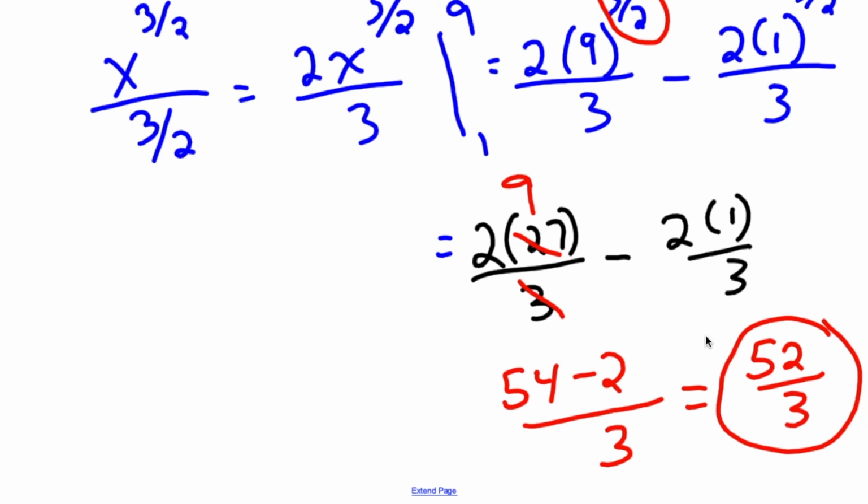Okay, that is how your answers will be written. You're probably not going to see it written as like 17 1/3, even though that would be correct, but you won't see the answer written like that. You're not going to see mixed numbers. You'll see improper fractions, okay? So that is the correct answer there.